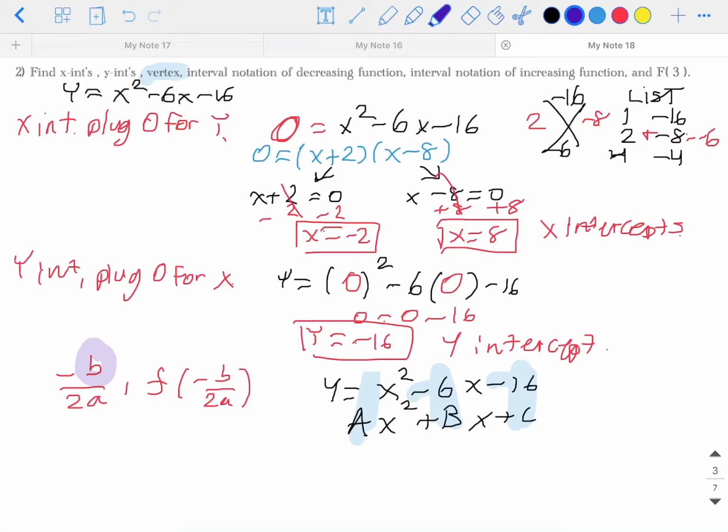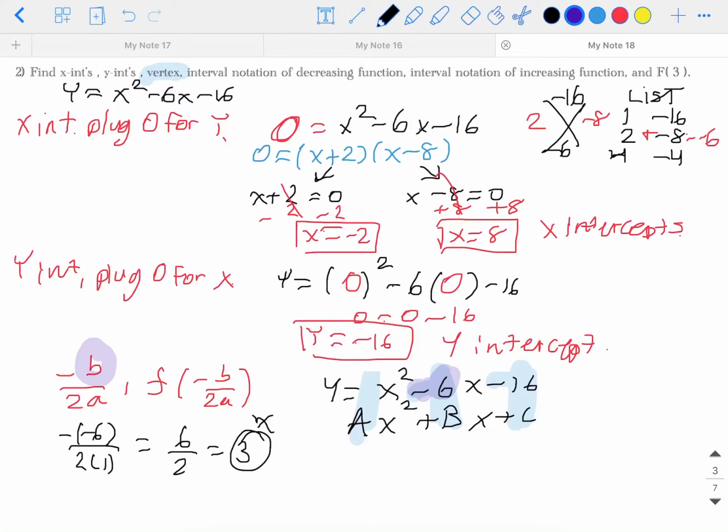b is negative 6, but because of the negative sign, it's going to be negative of negative 6. So I'll just write down the intermediate step, over 2a, 2 times 1, because a is 1. This simplifies out to be 6 over 2, or just 3. This is considered to be the x of the vertex.